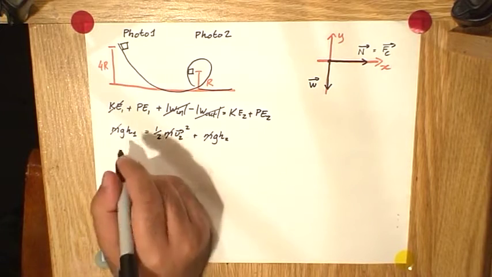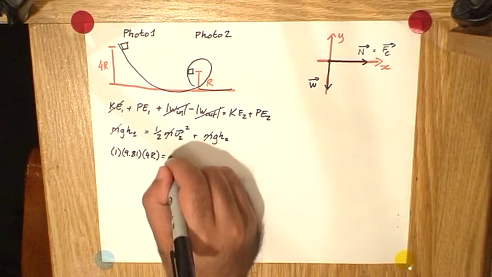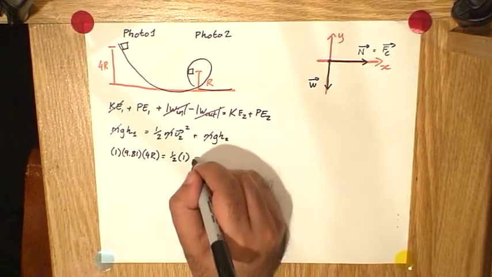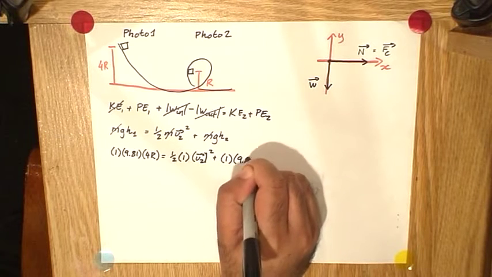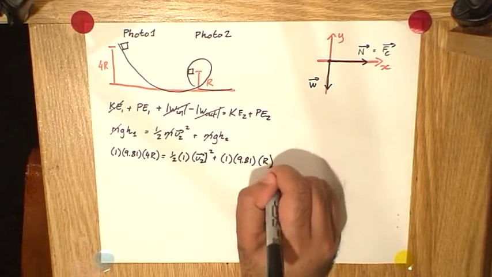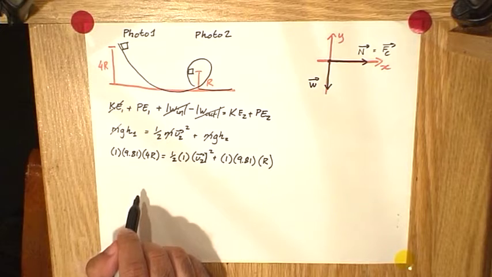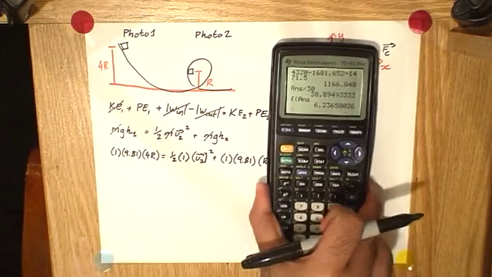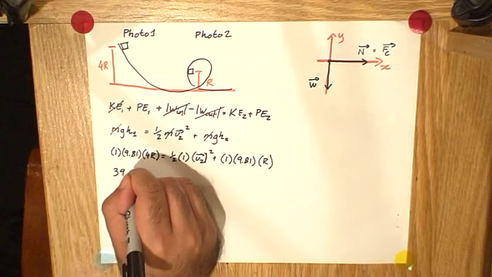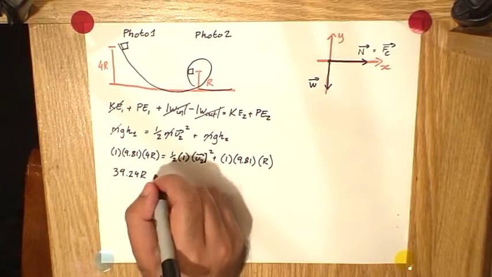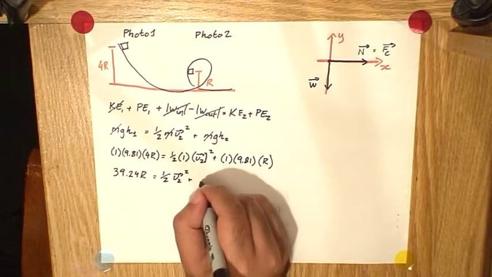In fact, why don't we do that? So the mass is 1, g is 9.81, height 1 is 4r, is equal to 1/2 times mass 1, velocity 2 is unknown, plus mass 1, g 9.81, times the height over here, which is r. Okay, now let us simplify everything that we have here. 9.81 times 4, I'll use my calculator for this, is 39.24. The r is multiplied in, so we have to keep it as a term. But this is equal to half times 1 times v2 squared plus 1 times 9.81 times r.